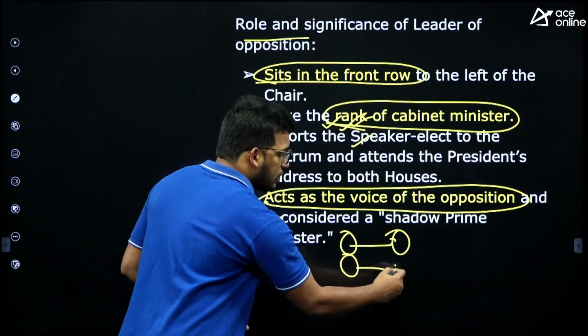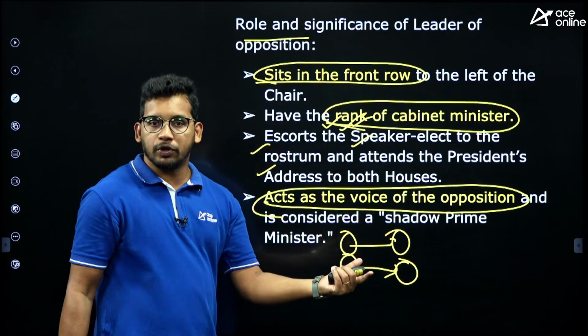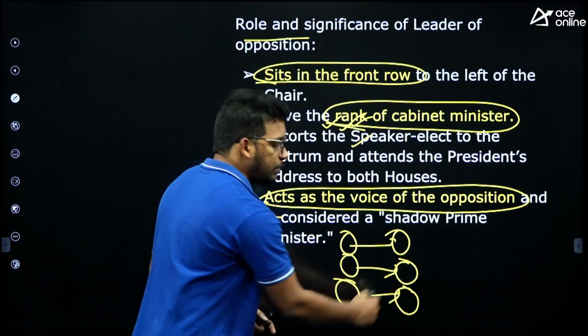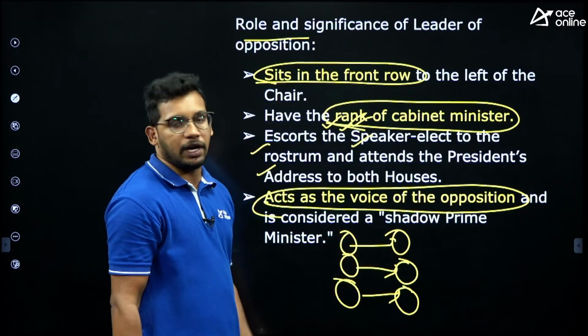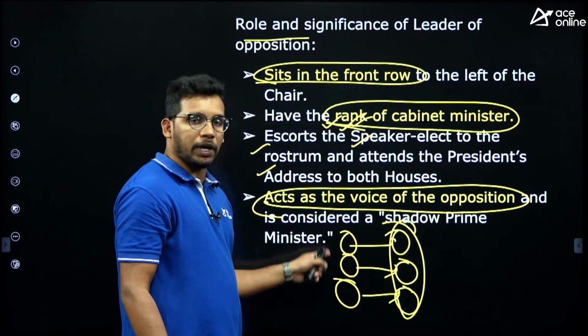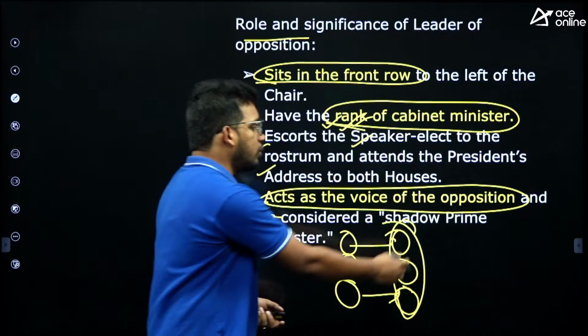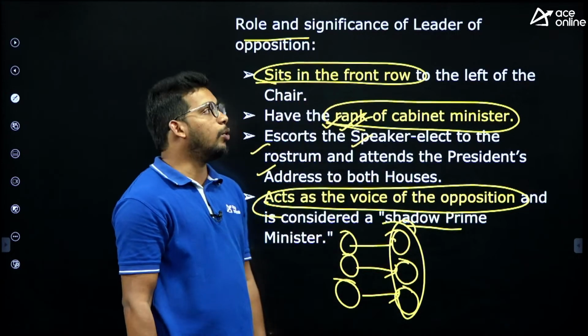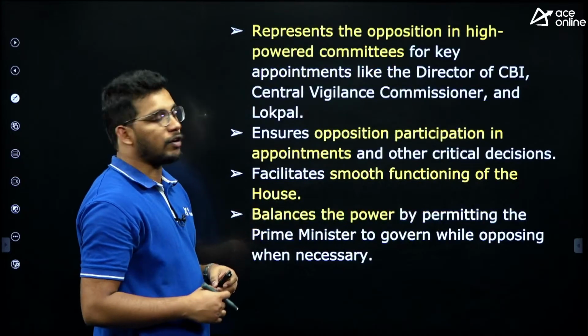For the Ministry of Finance, there will be one more opposition minister to question him. For the Ministry of Home Affairs, there will be another opposition minister. So it was a shadow cabinet. We call this a shadow cabinet, which acts similarly to question the individuals. So he acts as a shadow prime minister, right? So this is about the significance of the leader of opposition.